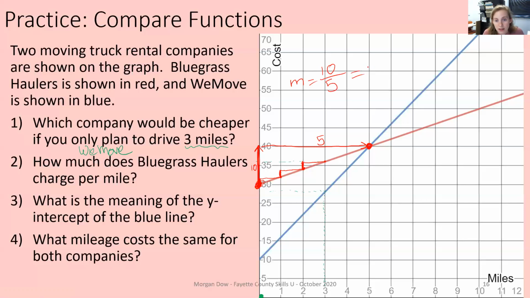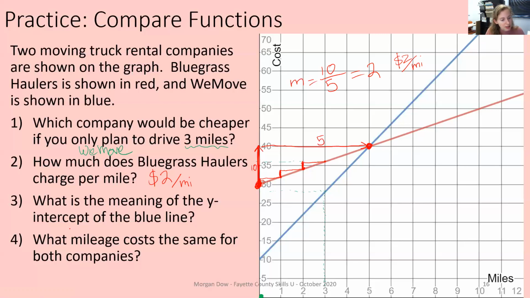10 over 5 simplifies to 2. So that tells me that if you thought it looked like you were going up by about $2 each mile, you were right. Each time we go up a mile, the price is increasing by $2. So $2 per mile. So the slope of that red line is $2 per mile. The rate of change, the amount it's going up each time, is $2.